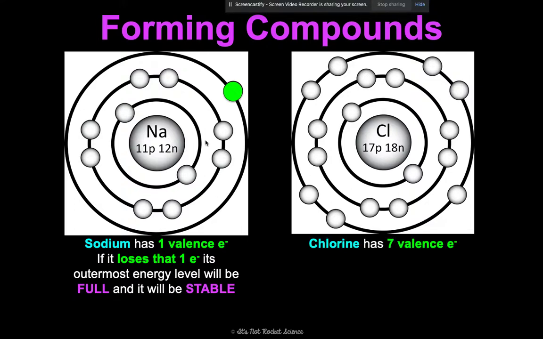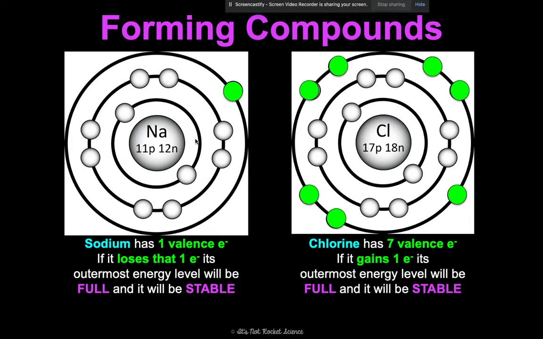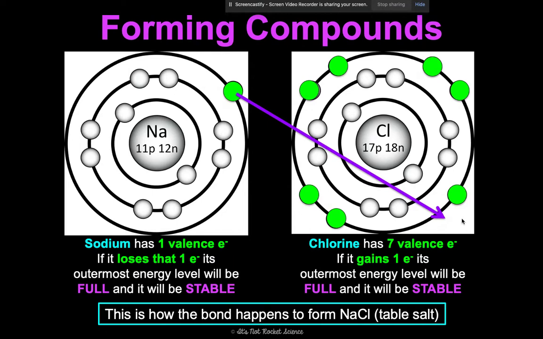Chlorine, however, has 7 valence electrons in its outer ring, as shown here in green. If it gains 1 electron, its outermost energy level will be full and it will be stable, and that's how it likes to be. So this is what happens. This sodium atom provides that 1 extra electron, so chlorine can be stable, making sodium stable. This is how bonds happen and form, in this example, sodium chloride or table salt.